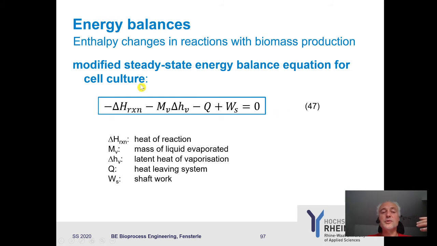And that's of course very simple, because we then can say, okay, we just need to calculate our heat of reaction. Remember, if it's aerobic, it's very simple. If we know that it's sparged, we need to know how much water is lost due to evaporation, and then we can calculate based on that the latent heat of vaporization. And of course, we need to know what is the energy input by our shaft work, and then we can calculate how much energy is being produced in the system. In other words, how much heat must be removed by cooling. So that's a very straightforward approach coming to a modified energy balance.